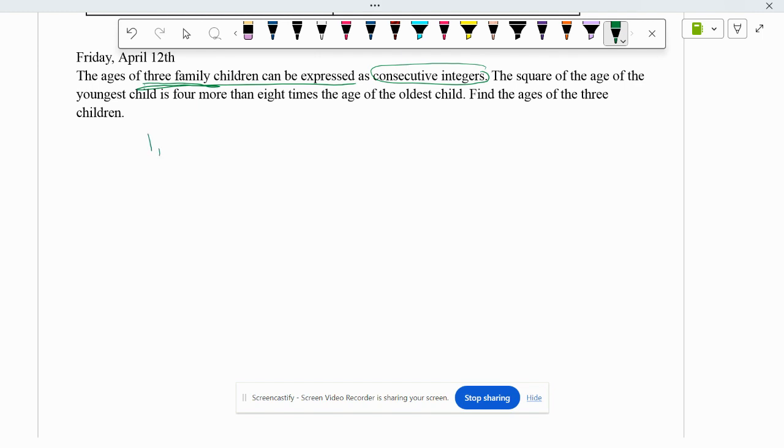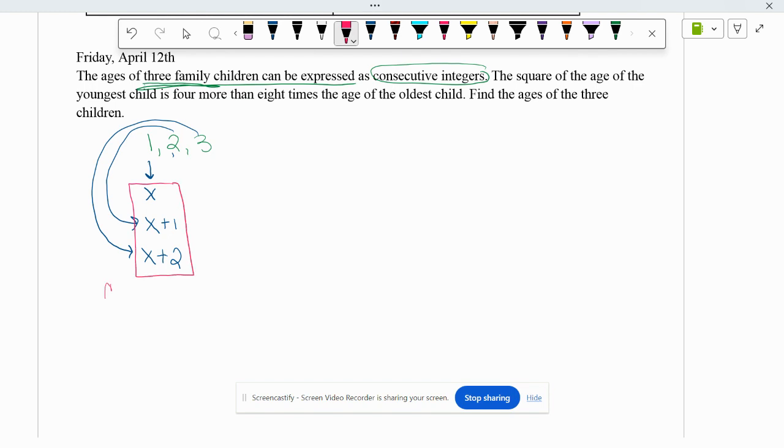Consecutive integers are numbers that come in a row. They're integers like 1, 2, 3, or 4, 5, 6. So if I want to use variables to represent them, and my first number is represented by the variable x, then my second number is represented by x plus 1, and my third number is represented by the variable expression x plus 2. So these are the 3 variables that represent the children's ages.